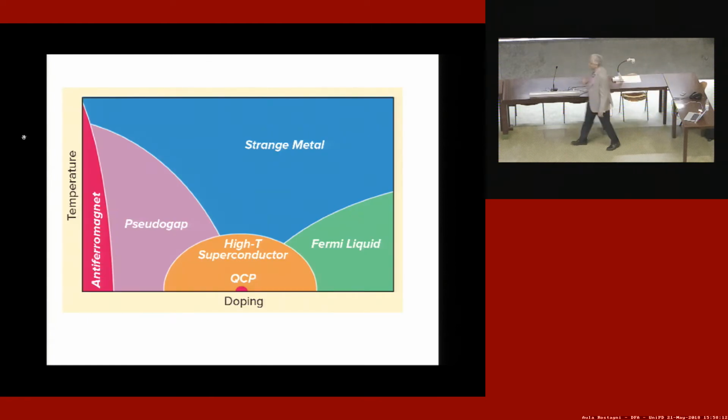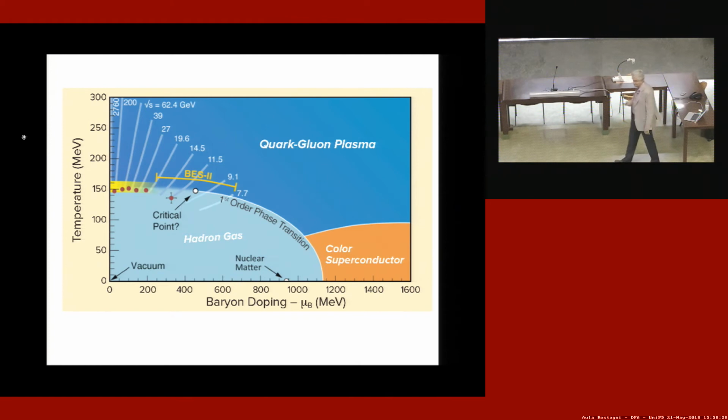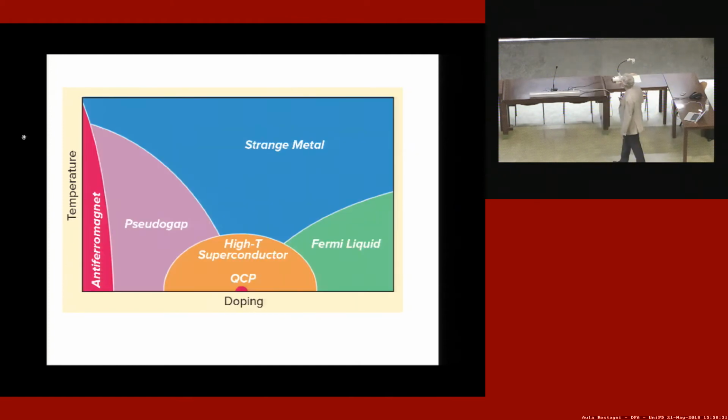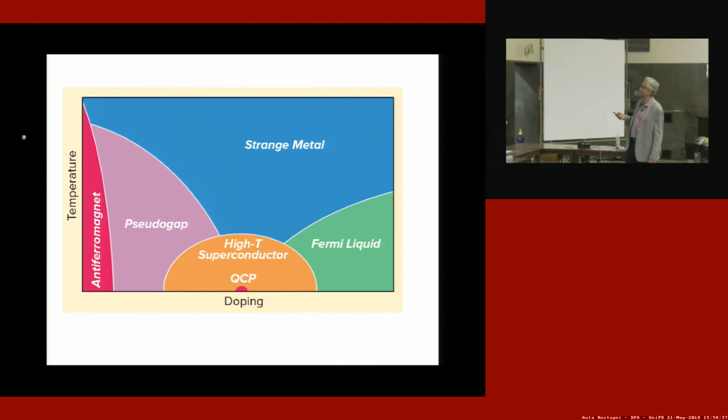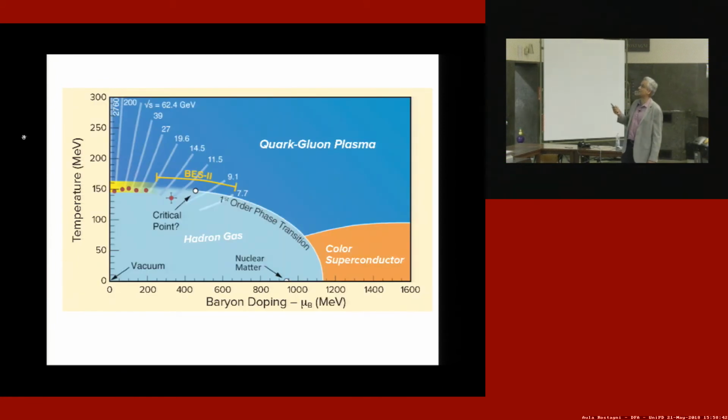Okay, so phase diagram first. For orientation, this is a phase diagram of a condensed matter physics system, a very famous one. This is the cartoon-level phase diagram of high temperature superconductivity. And with a color scheme that was chosen on purpose to resemble this one, here's our phase diagram. For condensed matter physics, temperature is on the vertical axis and doping on the horizontal axis, so excess of holes over electrons on the horizontal axis. For us, temperature is on the vertical axis and excess of quarks over antiquarks, so doping with baryon number, on the horizontal axis. So this is the vacuum.